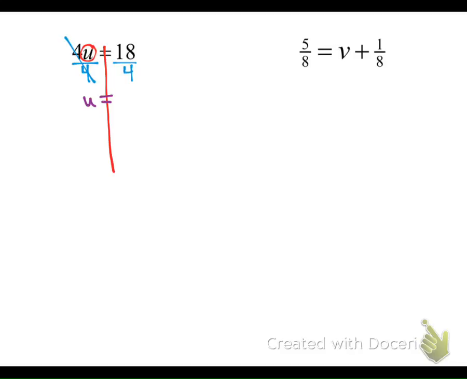So I look and see 18 and 4 are both divisible by what number? 9. Well, no. 2. Okay? So 18 divided by 2 equals 9. 4 divided by 2 is 2. Can I reduce that any further? Nah. So my answer is going to be u equals 9 over 2.